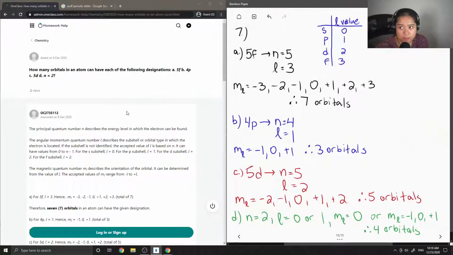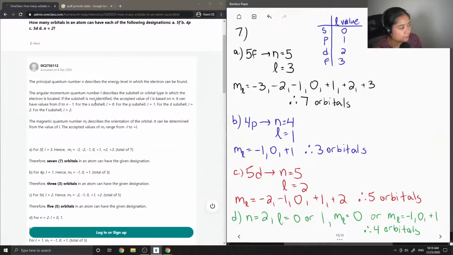Okay, so let's see what the junior tutor said. The principal quantum number n describes the energy level in which the electron can be found. The angular momentum quantum number L describes the subshell or orbital type in which the electron is located. If the shell or subshell is not identified, the accepted value of L is based on n. It can have values ranging from 0 to n minus 1.